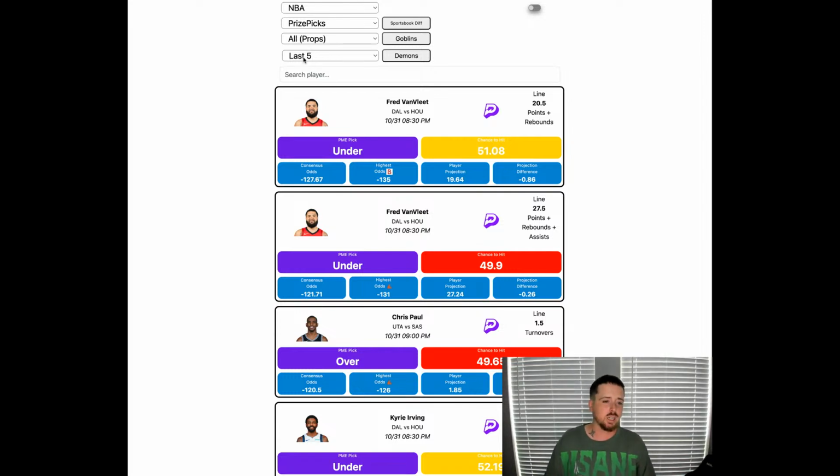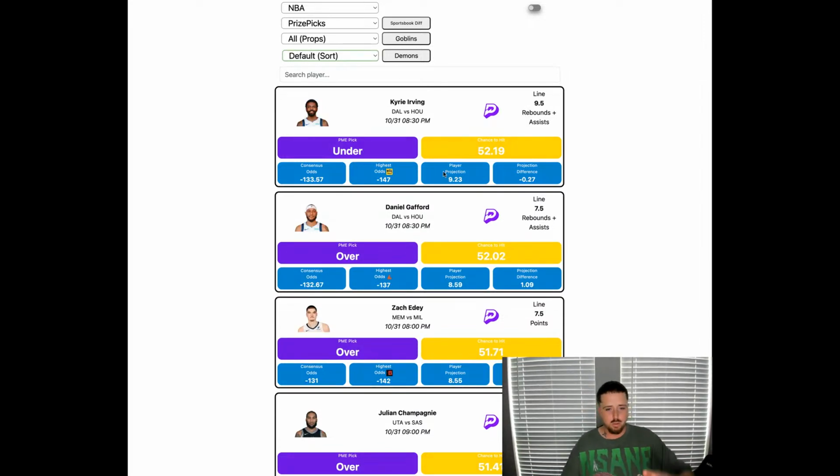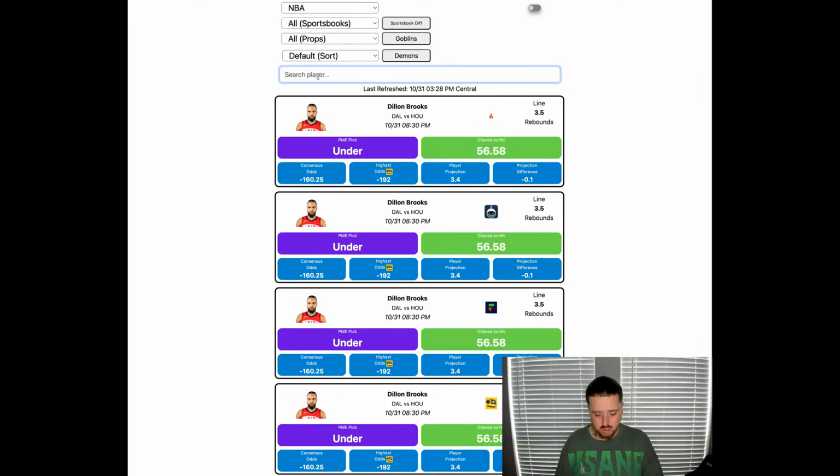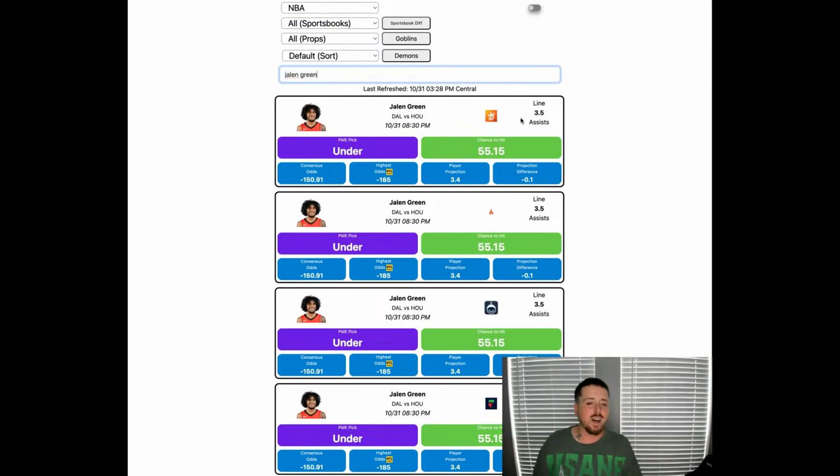Let's check out Jalen Green. Go back to default if you want to see him regular and not sorted by results. Jalen Green does not have anything great on PrizePicks, but he does have great value on other sportsbooks. So let's pull those up. Jalen Green under 3.5 assists. DraftKings picks it 55% chance to hit. Anything over 53% is our goal.